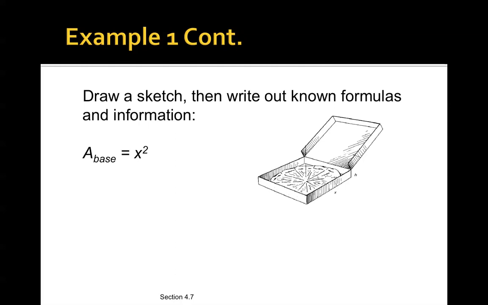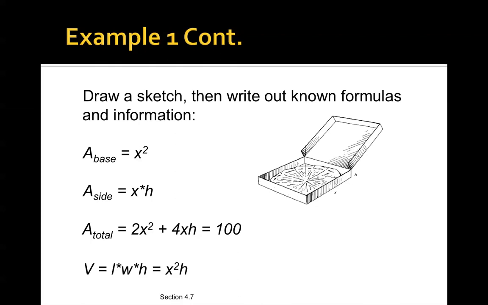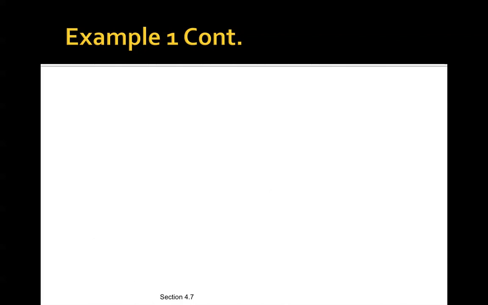The area of the base is x squared because it's a square. The side is x times h. And therefore the total is 2x squared because there's a top and a bottom, so 2x squared, plus 4 sides, 4xh, and we want that to equal 100. So our volume is length times width times height, which is the area of the base times the height. The area of the base is x squared, and the height is h.